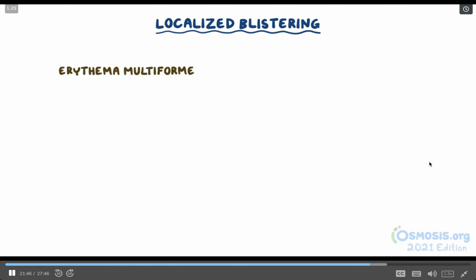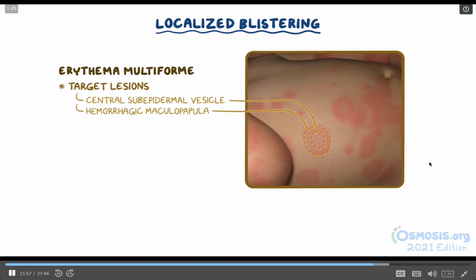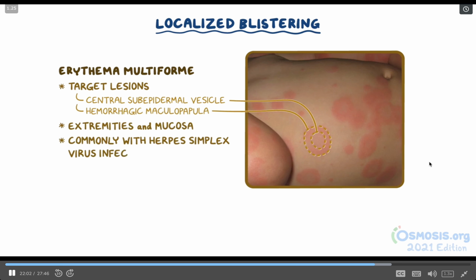In erythema multiforme, the classic rash is with target lesions, in which there's a central subepidermal vesicle surrounded by an often hemorrhagic maculopapula. Lesions usually affect the extremities and mucosa, and it commonly occurs along with a herpes simplex virus infection. Erythema multiforme is frequently self-limiting and requires no treatment.